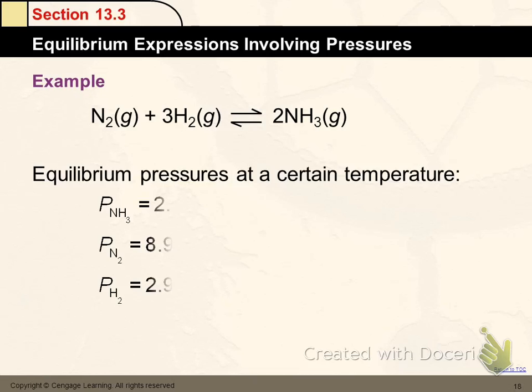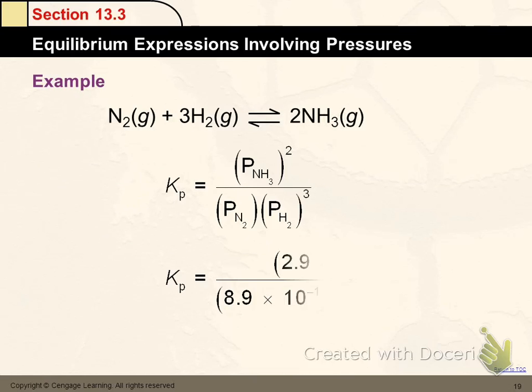Now, let's use an example. Equilibrium pressures at a certain temperature, and these are the actual pressures that are given to you in atmospheres. We're now going to take these and plug them into the formula we just looked at in the previous slide. So Kp equals the pressure of ammonia, given to us as 2.9 times 10 to the negative 2 atmospheres, divided by these two values multiplied by each other.